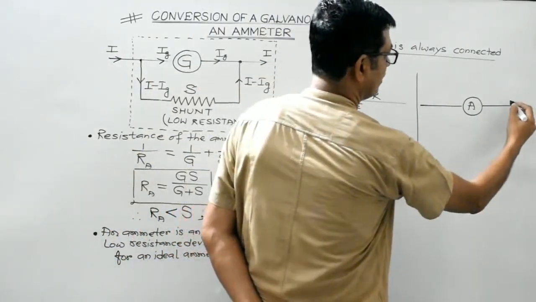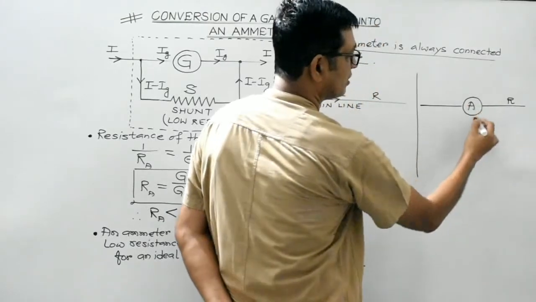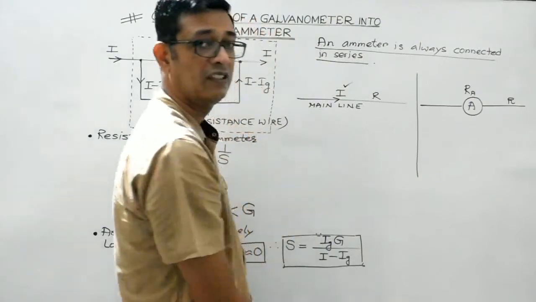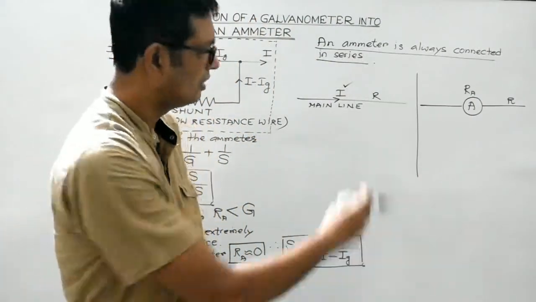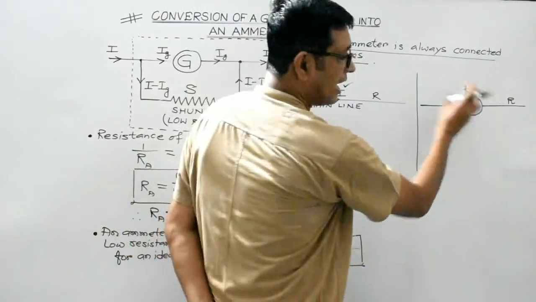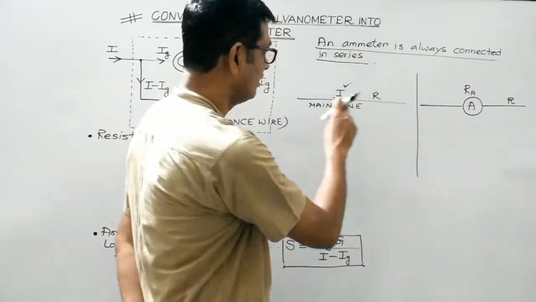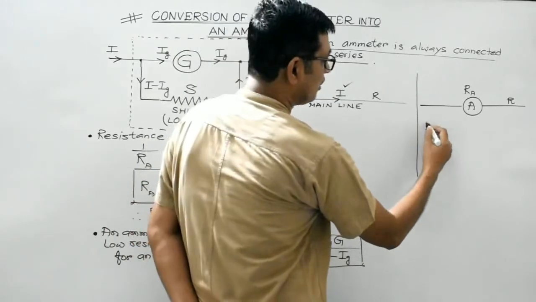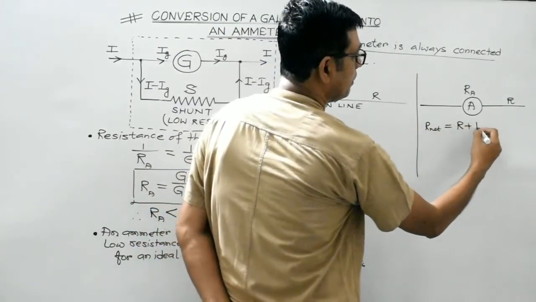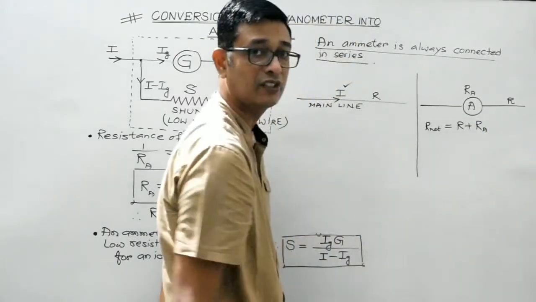So the resistance of the main line is R, and the resistance of the ammeter is RA, isn't it? The resistance of the ammeter is considered to be RA. Now, on introducing this ammeter in series in this main circuit, the net resistance of the main line would be R plus RA, isn't it, students?